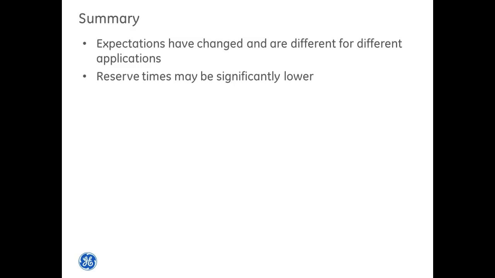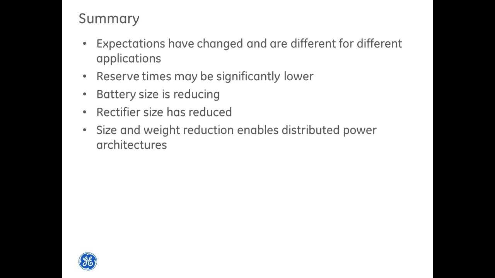So in summary, expectations have changed and certainly are different for different applications, and we saw that with the different applications that we looked at. Reserve times may be significantly lower. Some of these are mandated by the FCC, but if we can reduce reserve times, we reduce the number of batteries and give ourselves a lot more flexibility in where we can put power plants. Reduced reserve time reduces the size of the battery, both through the requirements and also through providing options in terms of different chemistries.